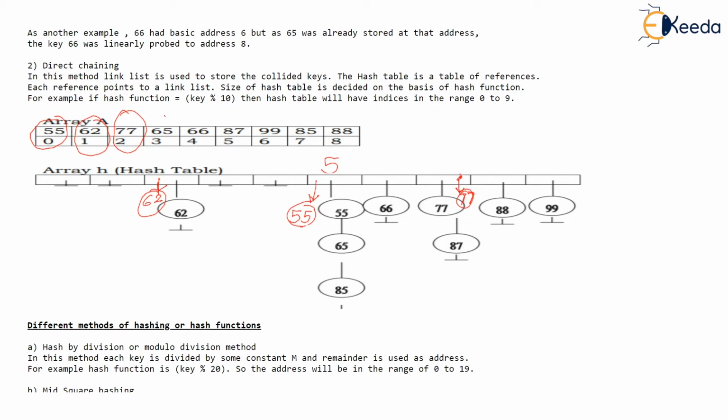You see this 65. Check this 65. What happens to 65? 65 also gets mapped to the same address 5, isn't it? 65 % n is 5. And what we did in linear probing is, because 55 was stored inside the table here, 65 was linearly probed to the next location, isn't it? But that's not going to be done now. In direct chaining, if 65 gets mapped to the same address, we are just going to extend this linked list and store 65. That's what has been shown here, isn't it?